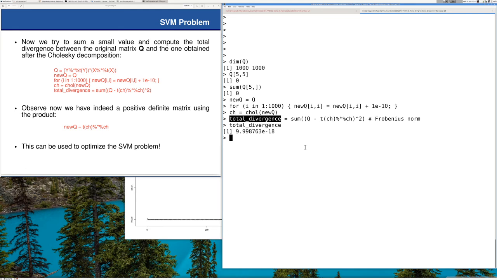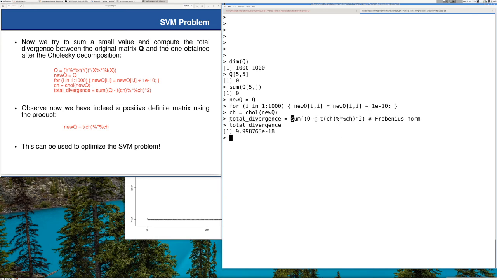It is almost nothing. So what I did here was, even though we have some small negative perturbations in the eigenvalues, if I add a quite small value to my diagonal, I can ensure that I will have a positive semi-definite matrix after analyzing it using the Cholesky decomposition. And that's so interesting. Another point, this is the same as mu q.